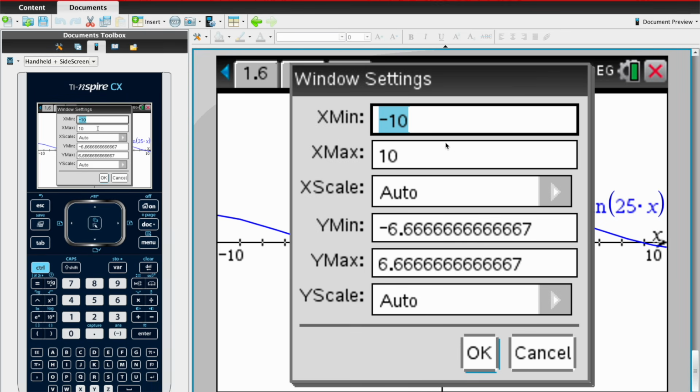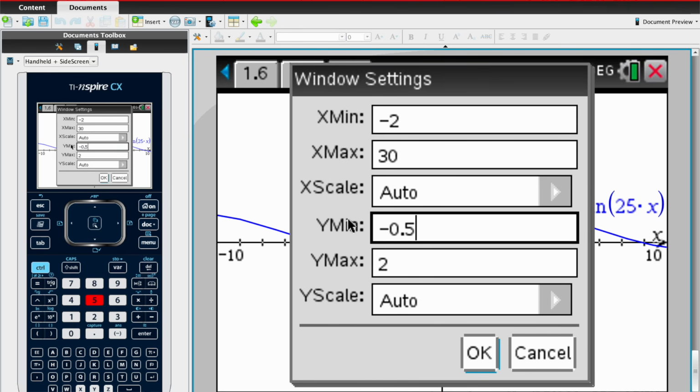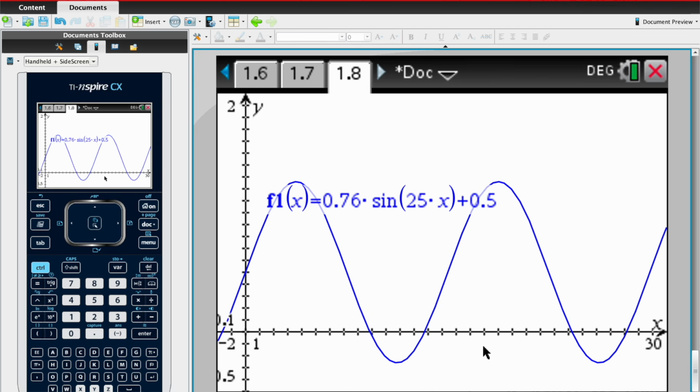So window settings, let's start at maybe -2 and go to 30. The max height, I think of this road, I think 2 should be okay. The max height earlier we saw was 1.26, so that should be okay. And the min height, let's do -0.5. I think that should be actually quite nice. Okay, good.